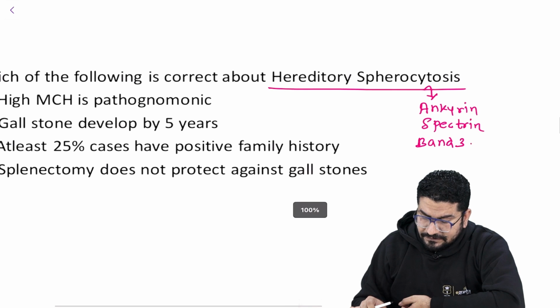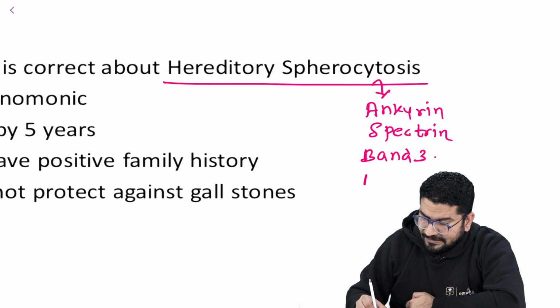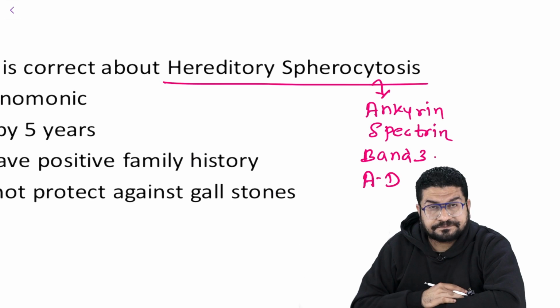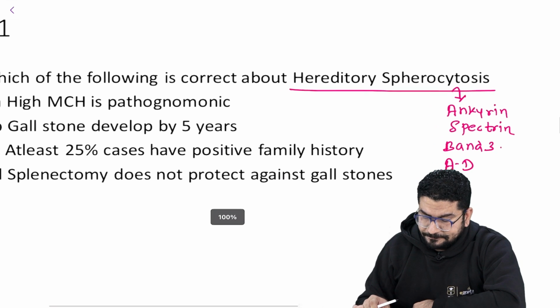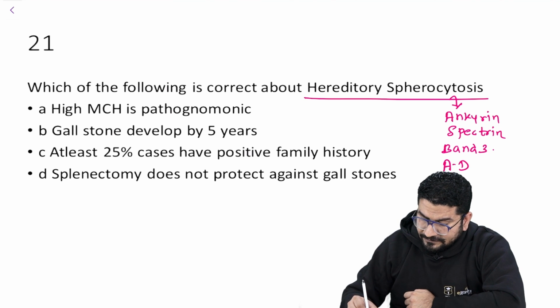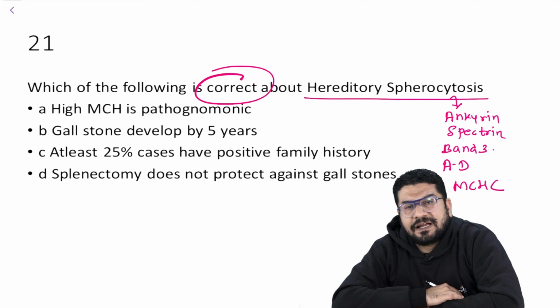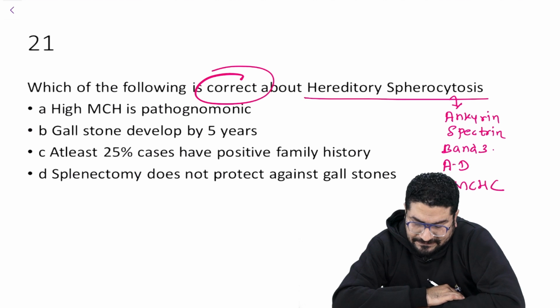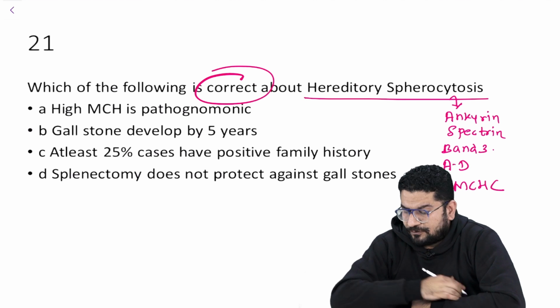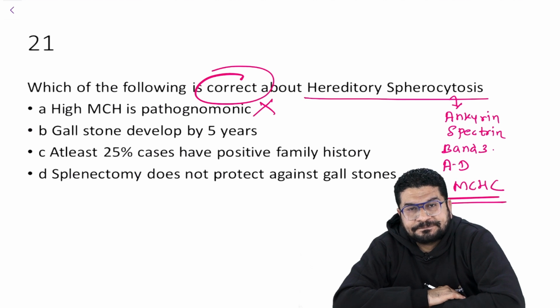Now, there are different genetic patterns. The most common pattern is autosomal dominant. Let us see the options one by one. I have given you the basics about this disease. The classical feature you will see here is high MCHC. First option: high MCH is pathognomonic. Understand this, high MCH is not pathognomonic. What is pathognomonic? High MCHC. So that is not correct.